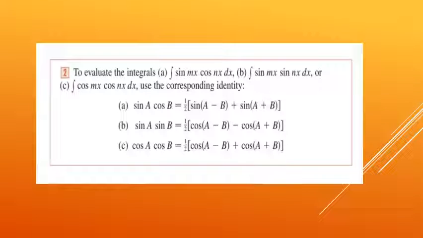sin A cos B = 1/2 [sin(A - B) + sin(A + B)]. And when we have sin A sin B, we solve it by 1/2 [cos(A - B) - cos(A + B)]. And when we have the C type questions, we get the result cos A cos B = 1/2 [cos(A - B) + cos(A + B)]. So apply these strategies on your exercise questions and practice on it, and I hope you clearly understand all the topics.